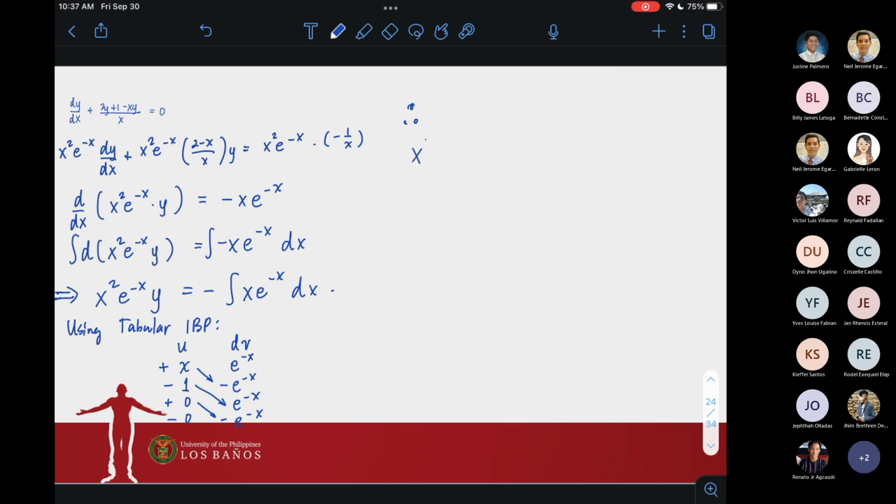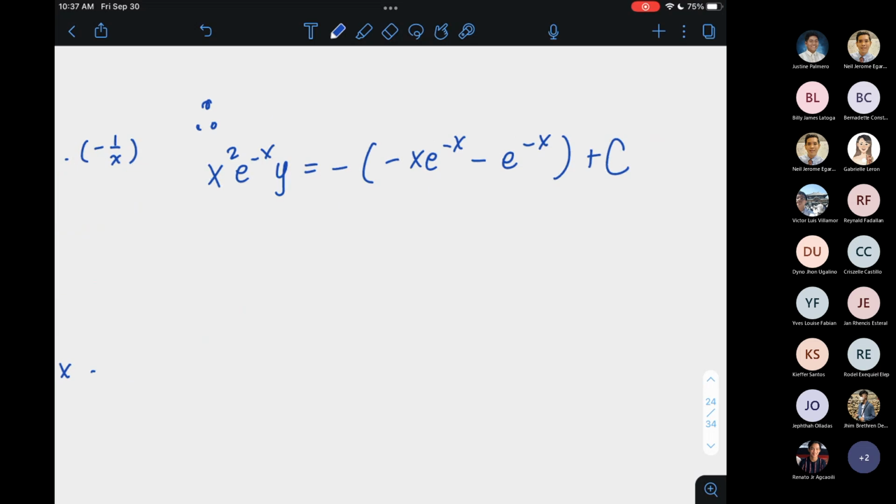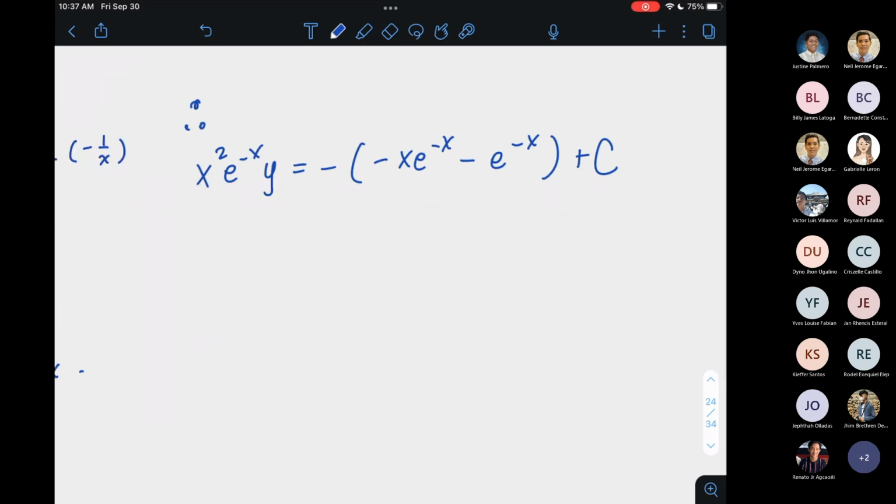So therefore, we can get the solution. x squared e to the minus x y equals the negative of whatever the integral from the IBP is. What we'll get is negative x e to the minus x minus e to the minus x. Then I'll just put the plus c outside. Alright? Then I'll simplify this. This would be x squared e to the minus x y equals x e to the minus x plus e to the minus x plus the constant c.